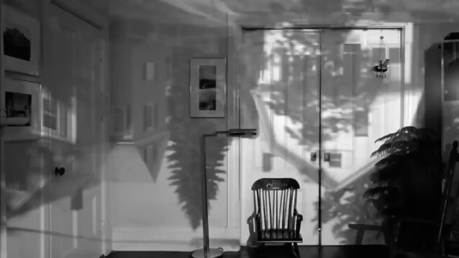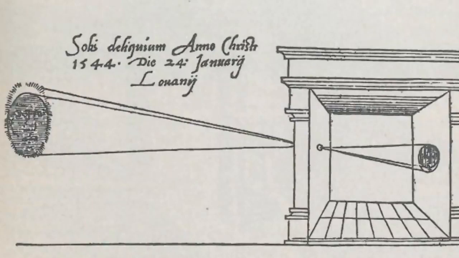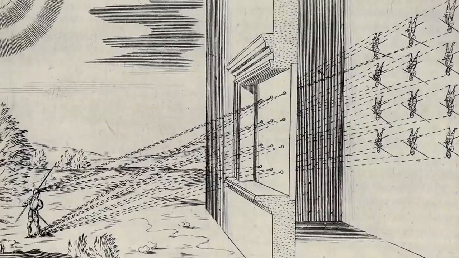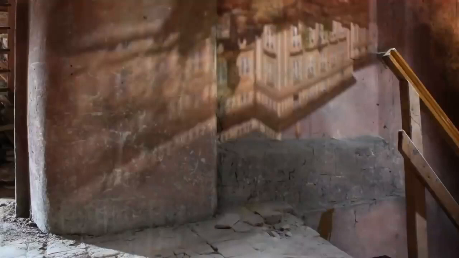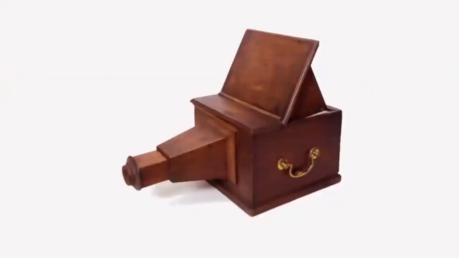A natural camera obscura occurs when a darkened space with a hole permits light rays to enter from outside the space, resulting in a projected image of the space outside inside the darkened area. We can even see projected images of a solar eclipse here on the ground underneath a leaf canopy due to the holes in the leaves. Natural camera obscura was, of course, the inspiration for the early development of photographic technology.